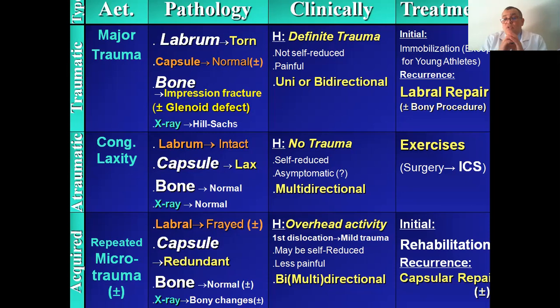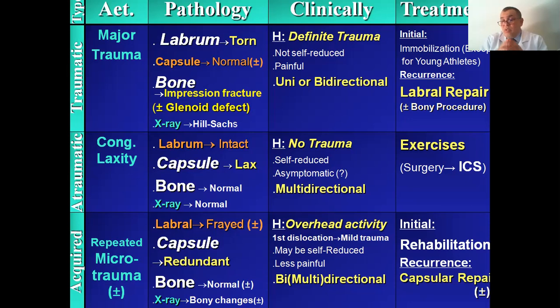The bone shows an impression fracture in the humeral head, but there may also be a glenoid defect. The X-ray shows this Hill-Sachs lesion. Clinically, there is a history of a definite trauma. It is not self-reduced. It is severely painful, usually unidirectional or bidirectional, to inferior. The initial treatment is usually immobilization, except for young athletes.